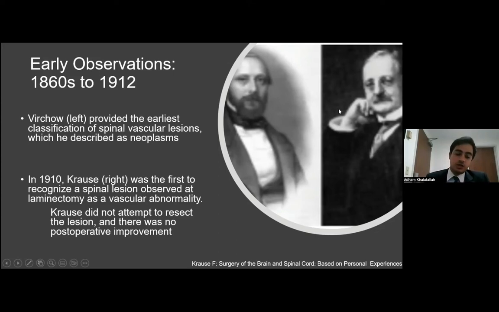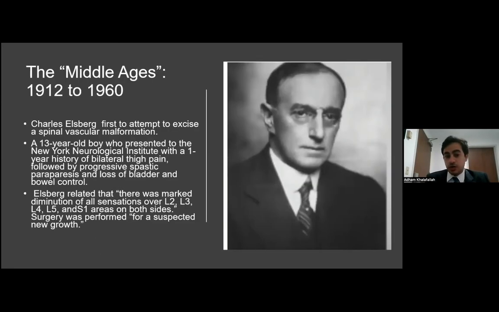He was the first physician to recognize a spinal lesion during a laminectomy, but he did not resect that lesion, because in the history, the first person that took out a vascular malformation would be Charles Elsberg. He attempted to excise a spinal vascular malformation in a documented case of a 13-year-old that presented to NYU with a 1-year history of bilateral thigh pain. And this kid had spastic paraparesis with loss of bladder and bowel control.